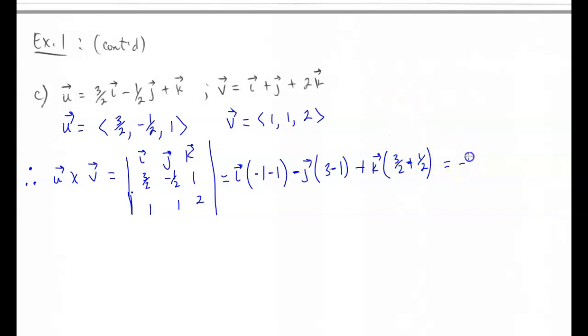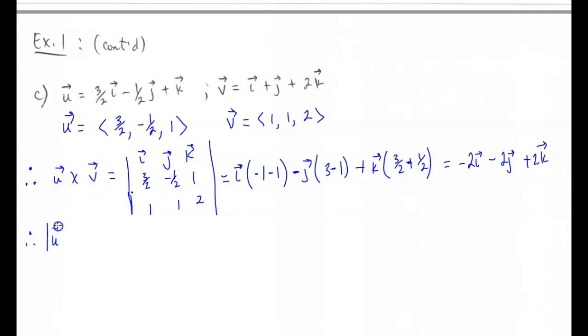And if we simplify all that, that would be minus 2i, minus 2j, and plus 2k. So that is what our u cross v vector will be.